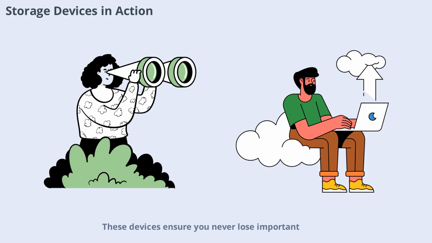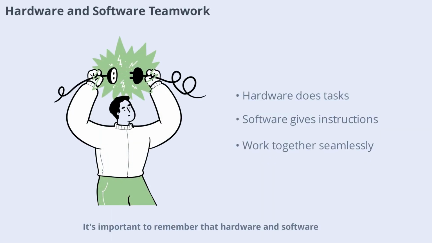These devices ensure you never lose important information and can access your files whenever needed. It's important to remember that hardware and software must work together for your computer to function. Hardware performs the actual tasks, but it needs software to give it instructions. This partnership is what makes computers so versatile and powerful, allowing you to do everything from writing documents to playing games.